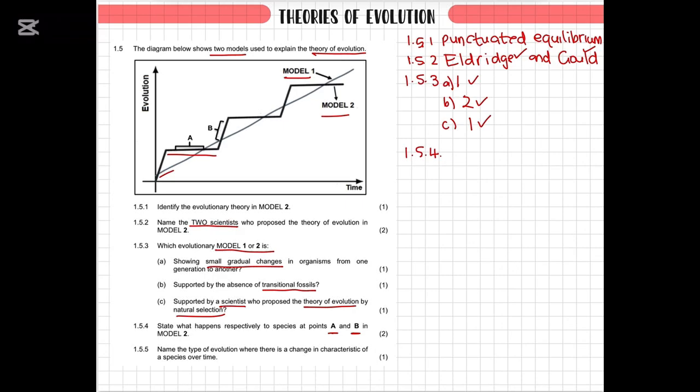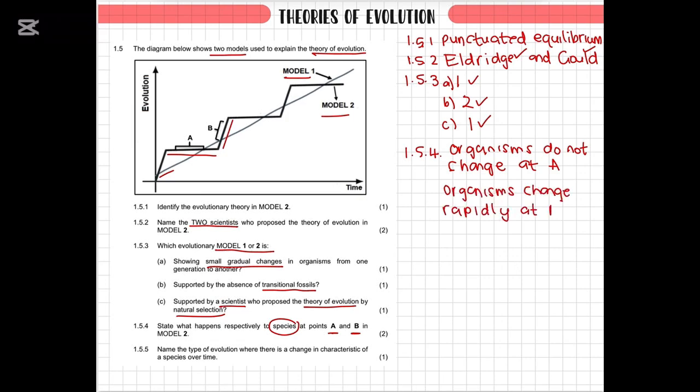Now the next question, you state what happens respectively at points A and B in model number 2. So you're specific to what's happening to the species. So we look at, are they changing or not? So they are not changing at A. We can see the straight line, and then at B there is a rapid change. So that will be 1 mark for each.